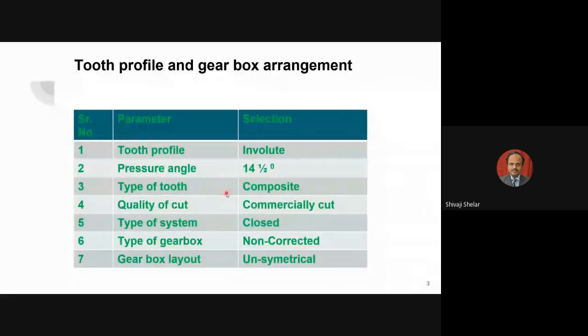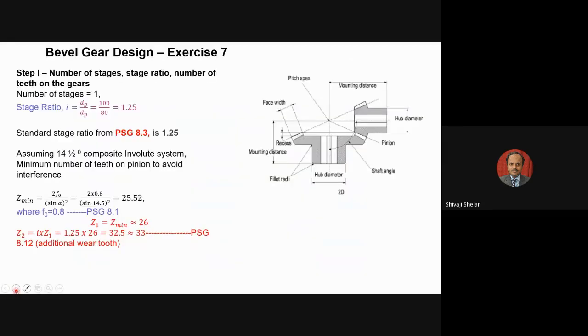Okay. So we are considering here tooth profile, even though it is mentioned composite, we are reducing it to the involute only. Pressure angle, here they have given pressure angle, so that pressure angle we are considering. And here we are considering the type of tooth, maybe stub teeth here, and quality of cut commercially, and remaining things the same as the previous design. So let's go to the ratio here.